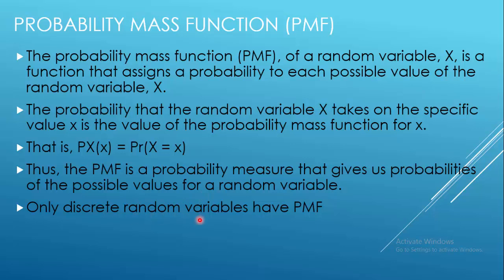Only discrete random variables have a PMF. We can have a PMF of only discrete random variables. By discrete we mean things like flipping a coin, or quantities which we can count.